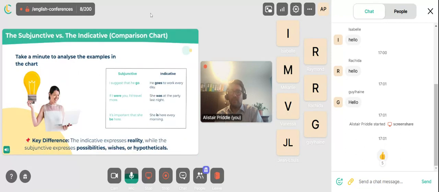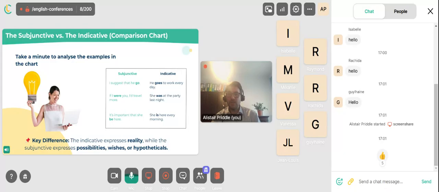So let's have a look. The subjunctive versus the indicative. The indicative is the normal verb structure. We have here a comparison chart. So please take a minute to analyse the examples of the chart. Within that table, we have two columns, the subjunctive and the indicative. For each line, we have an example with the same verb.